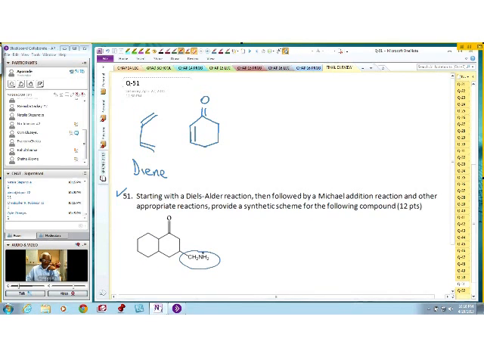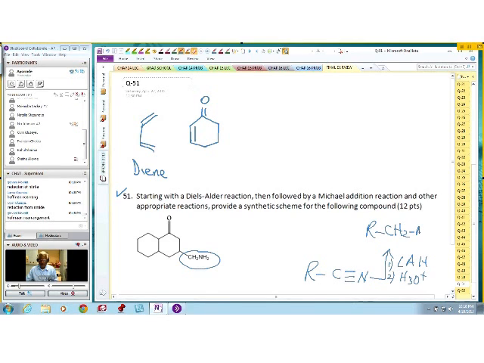Can anybody give me a couple of methods for making a primary amine? Or maybe more than a couple. How do you make a primary amine? Reduction of a nitrile. That's a good one. If you take a nitrile, you could reduce it using LAH followed by an aqueous workup, and you form a primary amine. That's a good one.